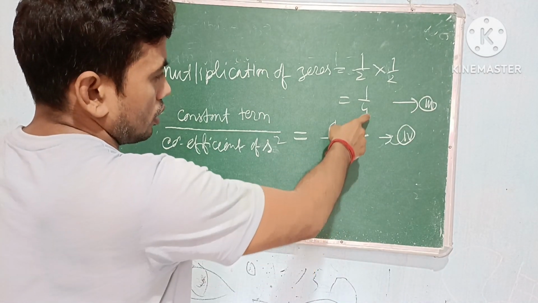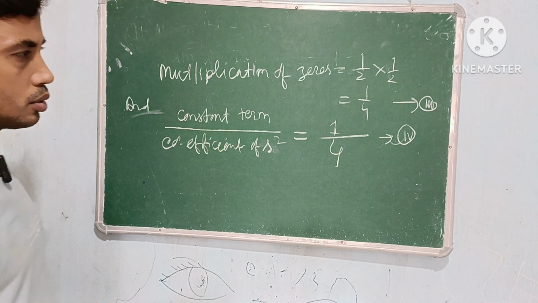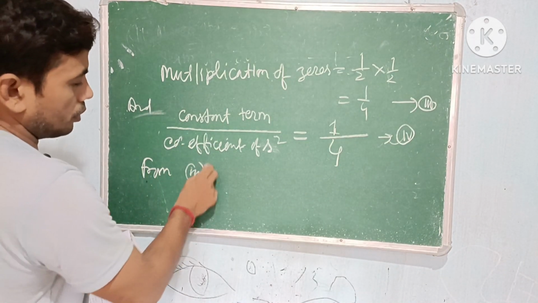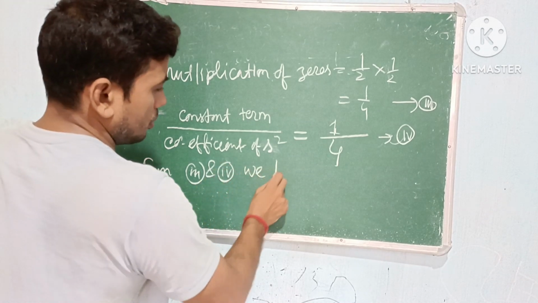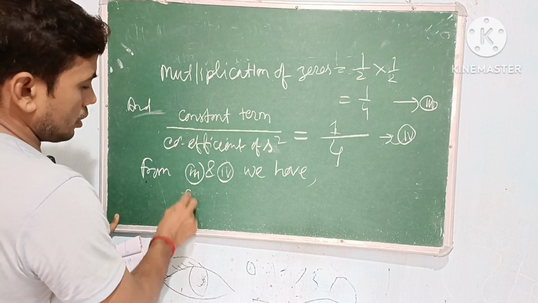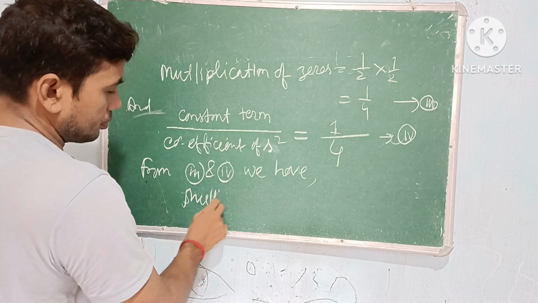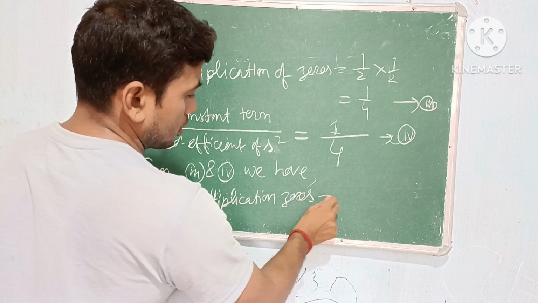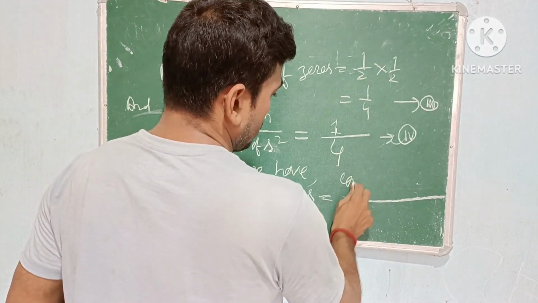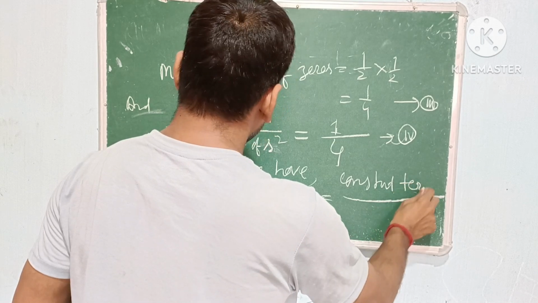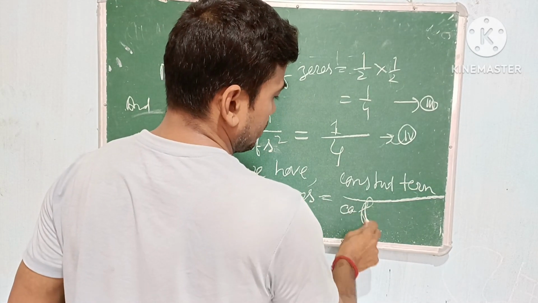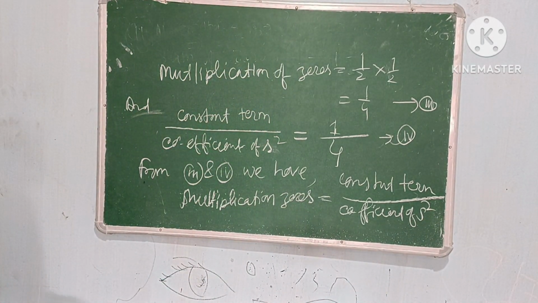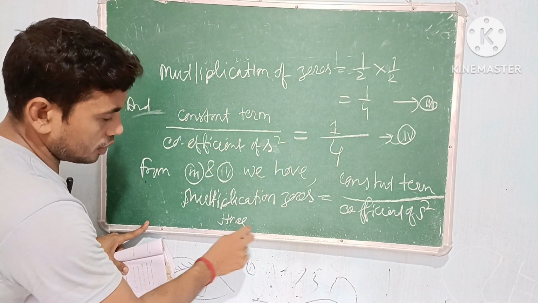So now the right sides are 1 by 4, 1 by 4. So the left sides are also equal. So from 3 and 4 we have multiplication of zeros equal to constant term by coefficient of s square. So these are the relations. Hence we verified the relation.